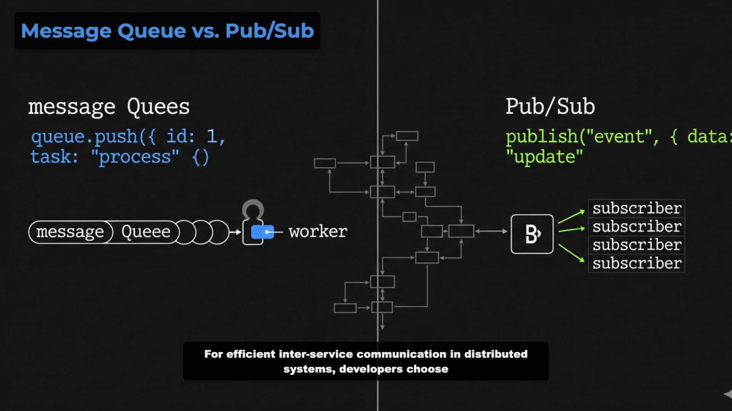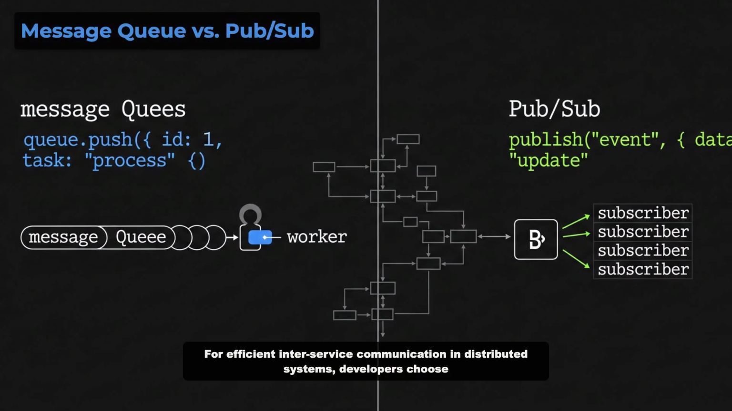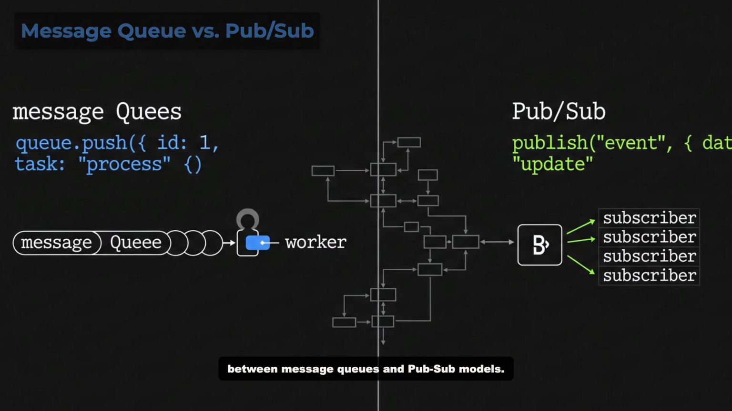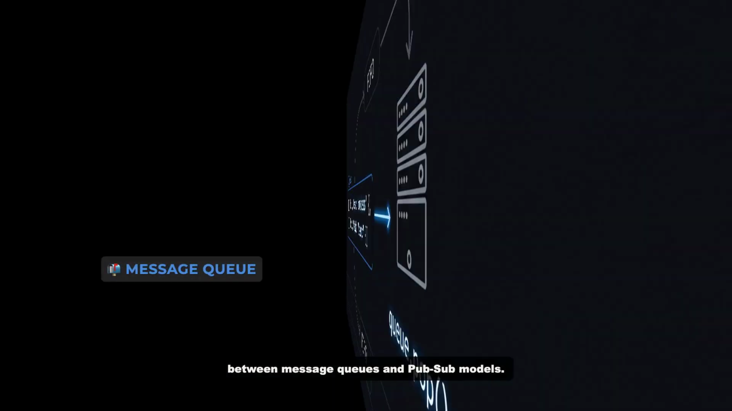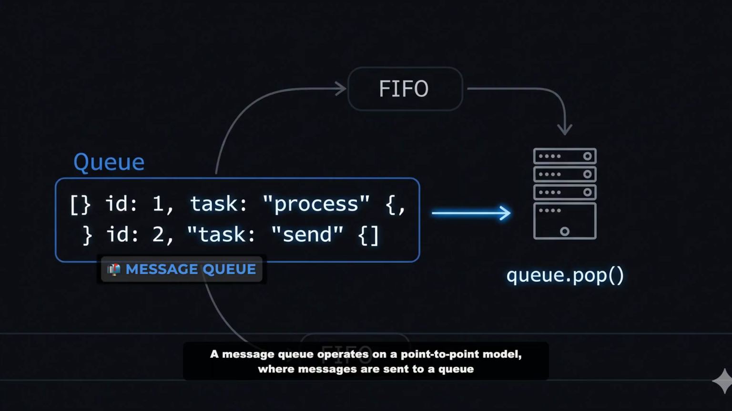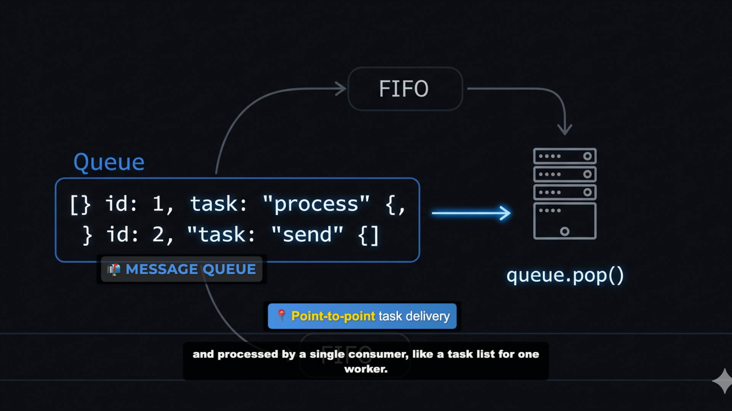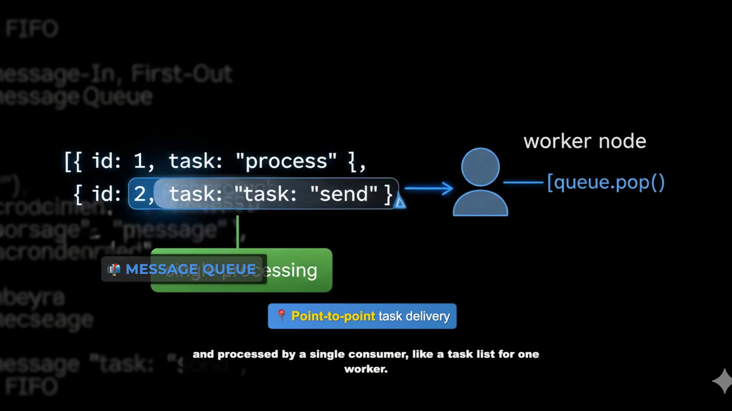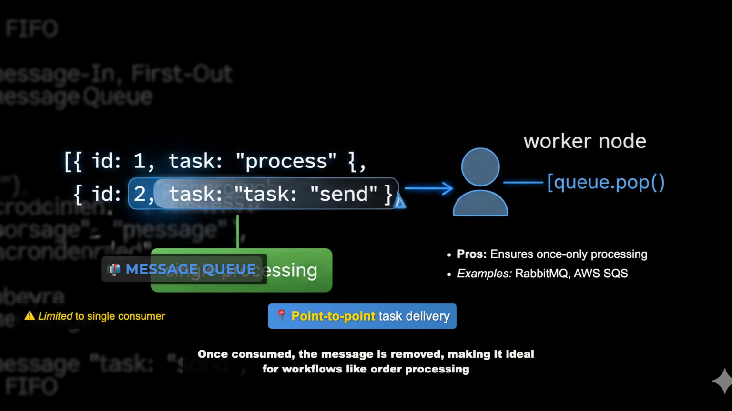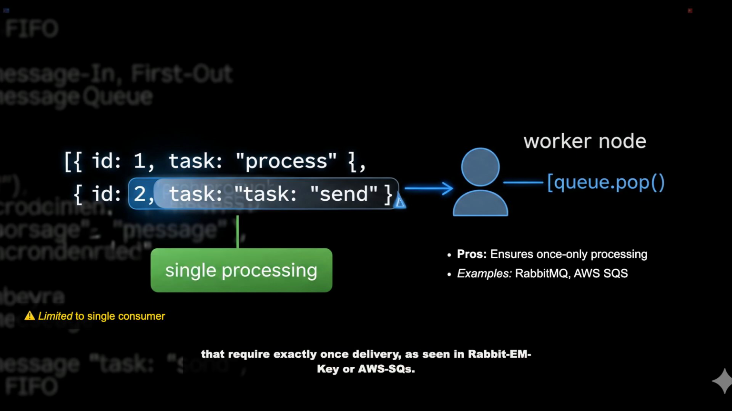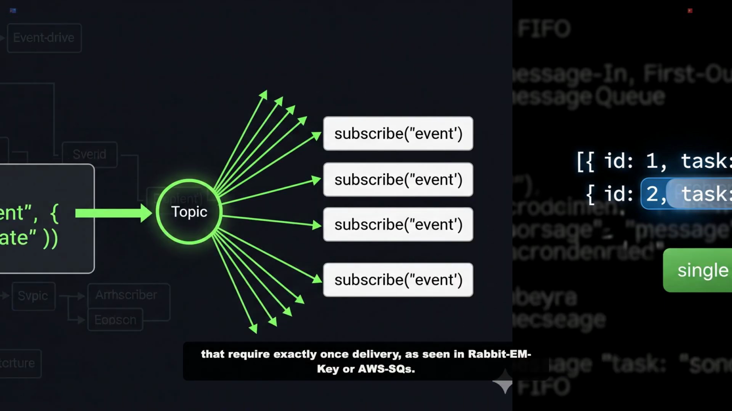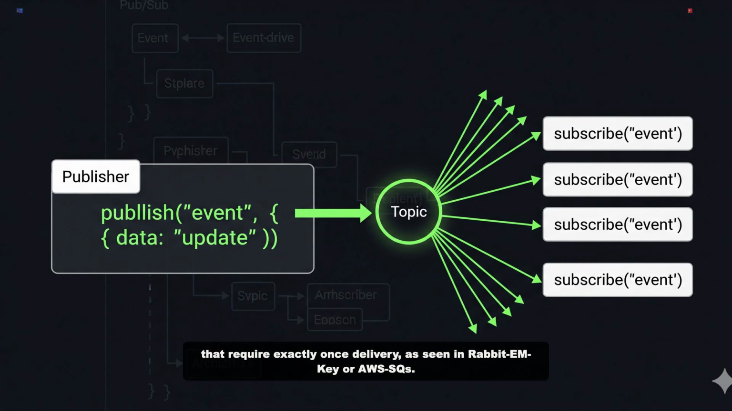For efficient inter-service communication in distributed systems, developers choose between message queues and pub-sub models. A message queue operates on a point-to-point model, where messages are sent to a queue and processed by a single consumer, like a task list for one worker. Once consumed, the message is removed, making it ideal for workflows like order processing that require exactly once delivery, as seen in RabbitMQ or AWS SQS.